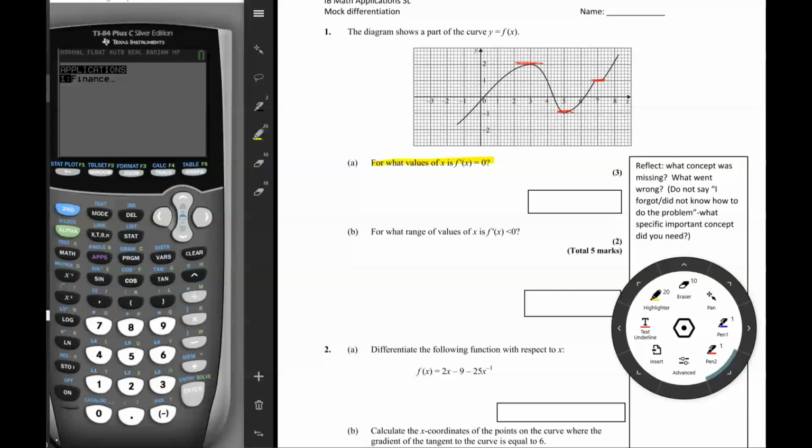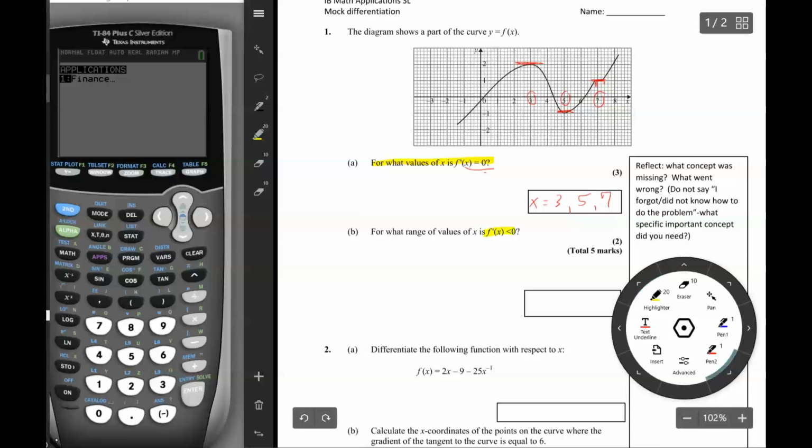So I would say it's flat in 3 places, or f dash is 0 in 3 places. It's flat at x equals 3. It's flat at x equals 5. And it's flat at x equals 7. Okay? So those are the 3 places. If you want to say, oh, it's flat from 6.8 to 7.2, you could say that too, but 7's fine. Okay? Next question. For what values of x is f dash of x less than 0?